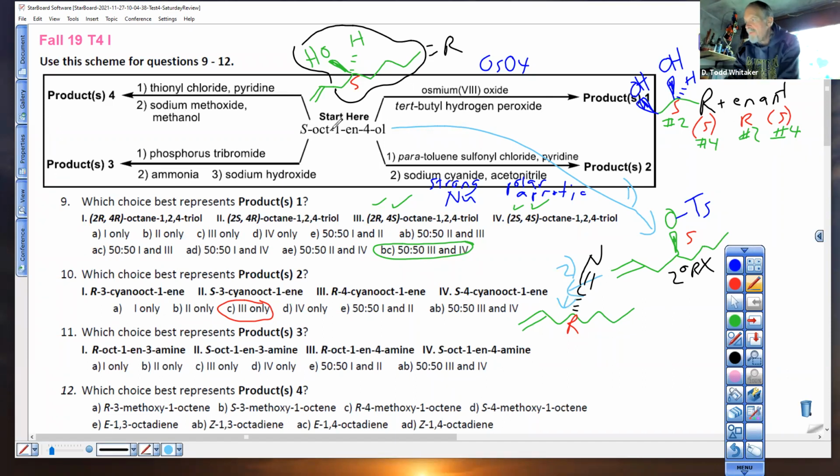Moving on. Phosphorus tribromide, we have to learn, switches an S stereocentered alcohol into an R stereocentered bromine. So we'll do that one here. Step 1.